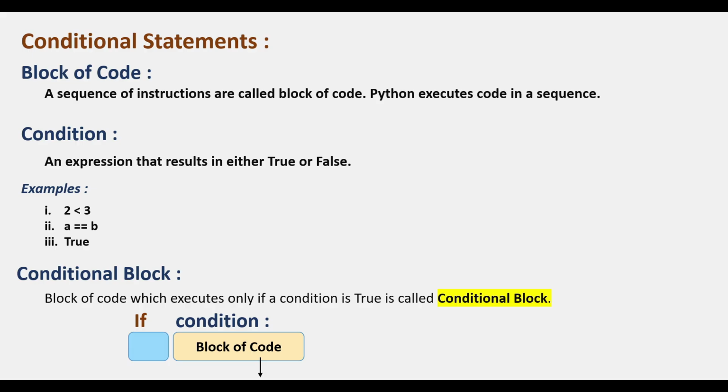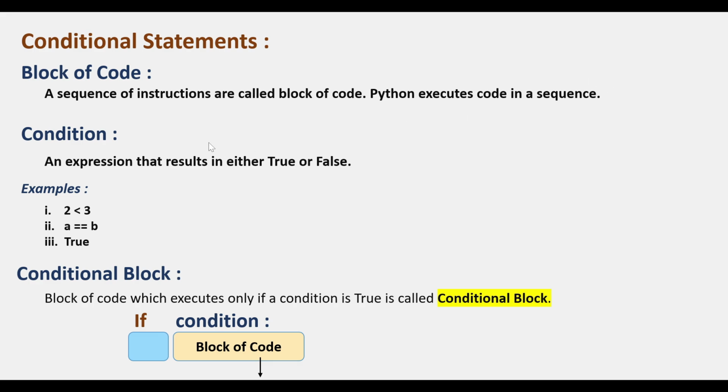In this video, we will discuss conditional statements. Conditional statements means, first see block of code. Block of code means a sequence of instructions. Python executes code in sequence. Python code will execute line by line. That is one proper sequence based on the given condition.